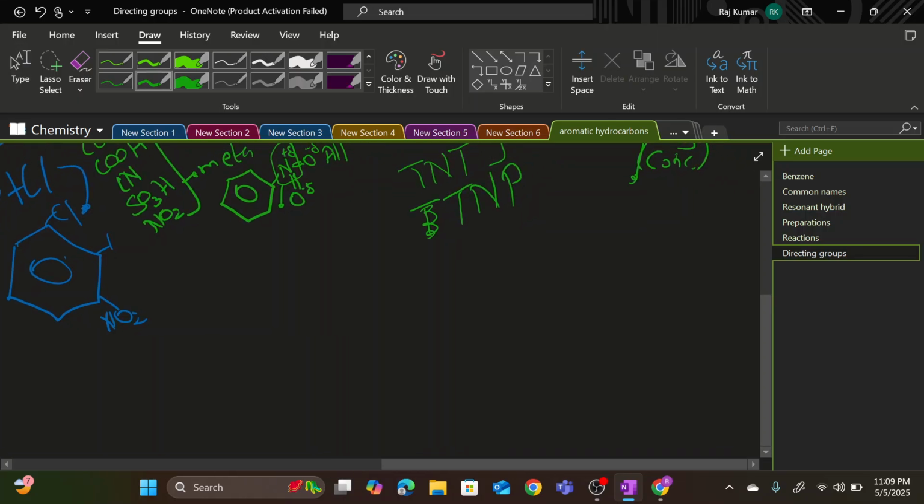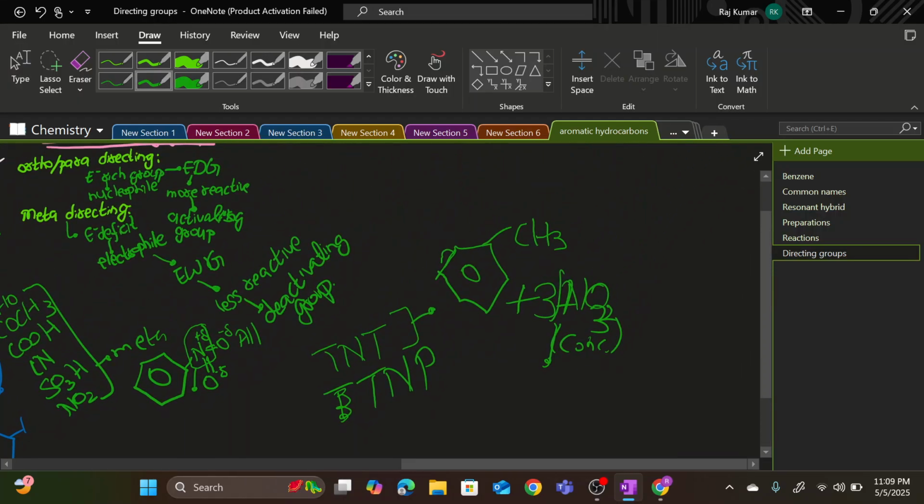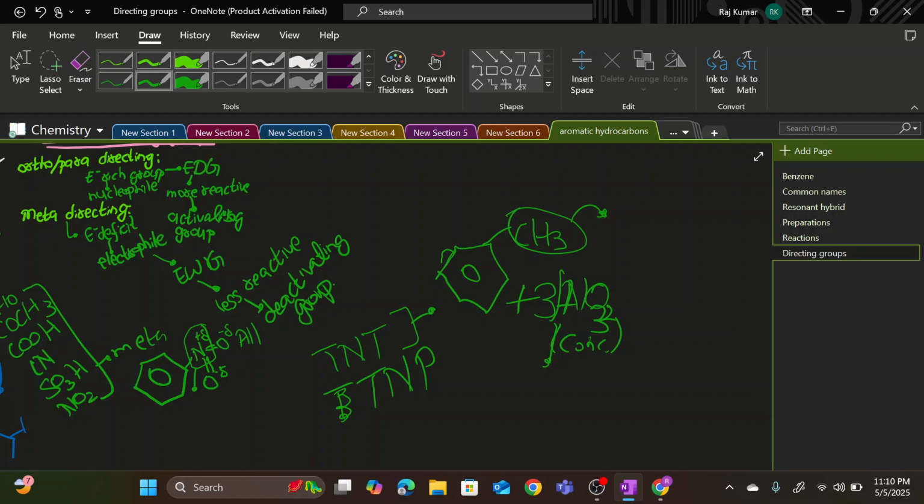And trinitrophenol, that basically happened. Now, why did it happen? Because the methyl group itself is an activating group that caused the activation of the ring and allowed the nitric acid to combine together to form trinitrotoluene.